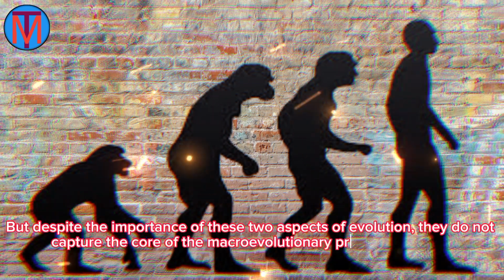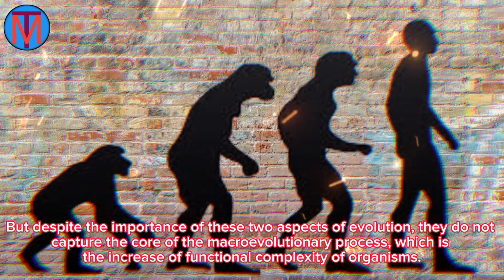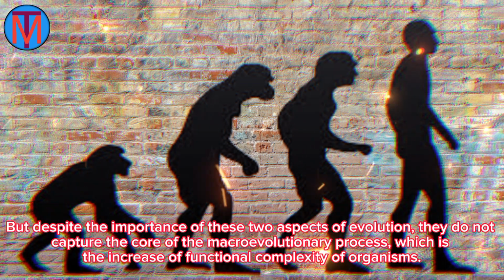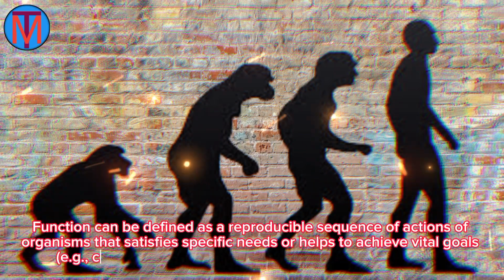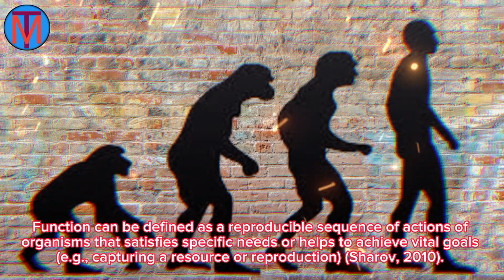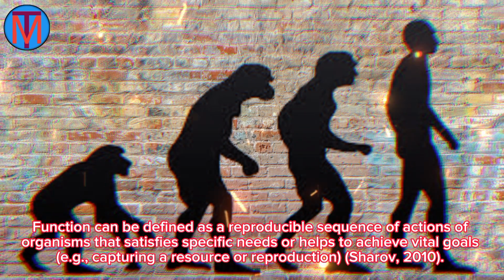But despite the importance of these two aspects of evolution, they do not capture the core of the macroevolutionary process, which is the increase of functional complexity of organisms. Function can be defined as a reproducible sequence of actions of organisms that satisfies specific needs or helps to achieve vital goals, e.g., capturing a resource or reproduction.